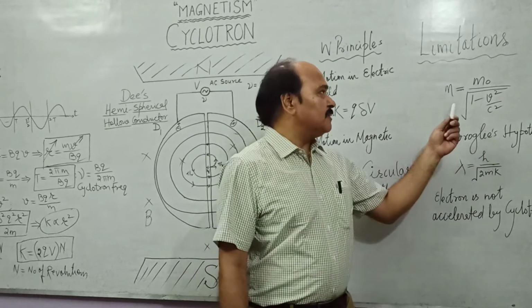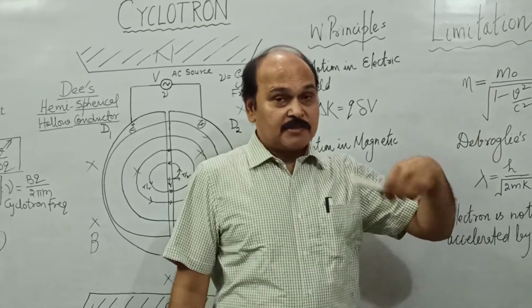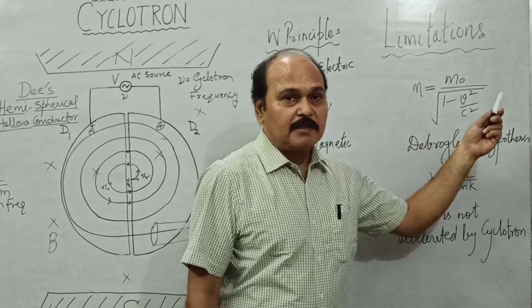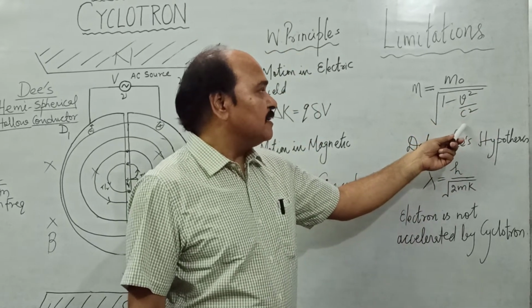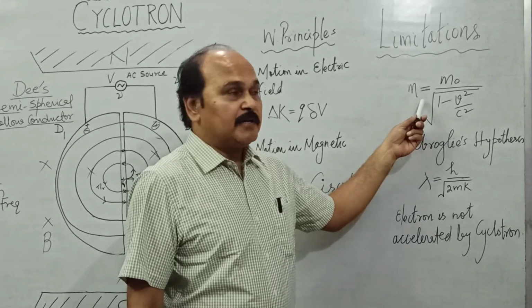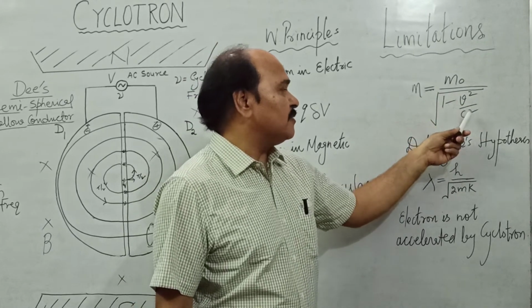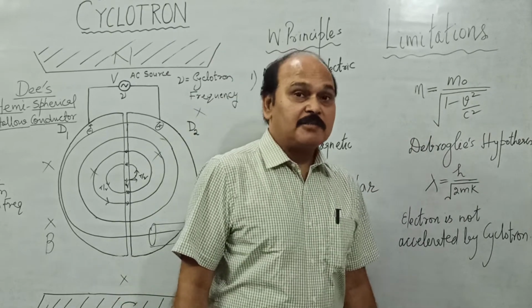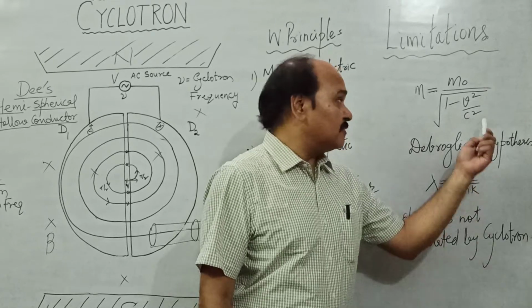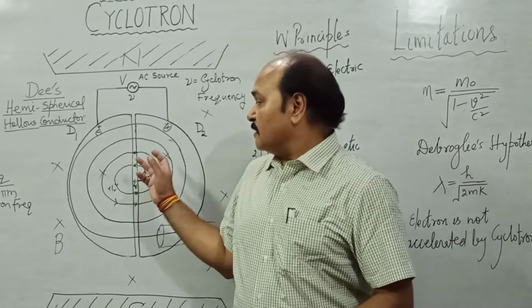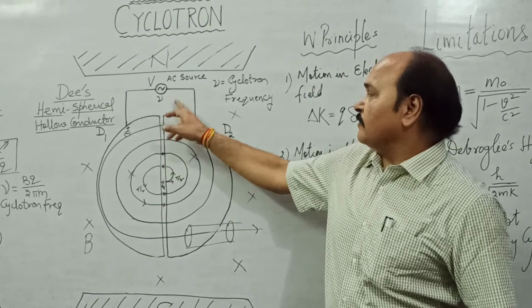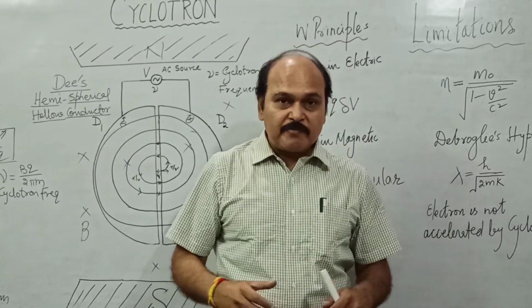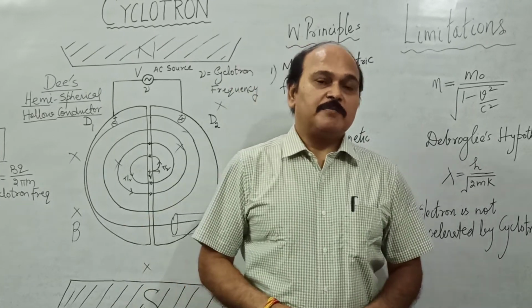Why? As the speed of the particle increases, there is relativistic variation of its mass. As the speed of the particle becomes very, very large, close to the speed of light, the mass of the particle varies by the relation m is equal to m naught upon square root of 1 minus v square upon c square. This is a very famous formula of Einstein's theory of relativity. So because of the variation of mass, the charged particle does not remain synchronous with the frequency of the alternating source. So there is a limit to the maximum speed or maximum kinetic energy which can be imparted to a charged particle.